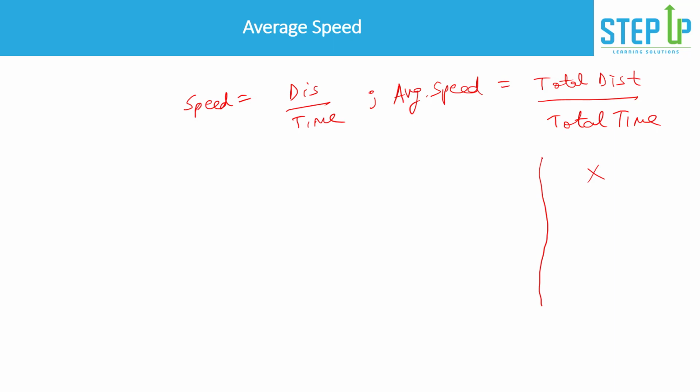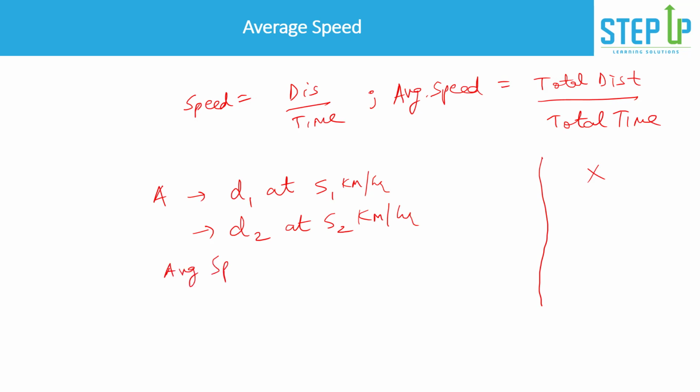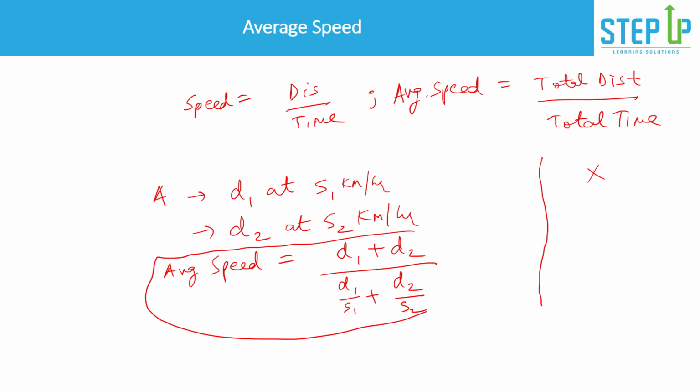How you go about this question is you will put it in the same formula. So that means if, let's say, we have A who is covering a distance of d1 at speed s1 kilometer per hour, right? And he is also covering the remaining distance of d2 at s2 kilometer per hour. So if I have to calculate the average speed, the formula would be very simple. That means total distance, which is d1 plus d2, upon total time. So time taken in the first instance would be d1 upon s1 plus, in the remaining distance, d2 upon s2. So this is the formula of average speed that you have to keep in mind.